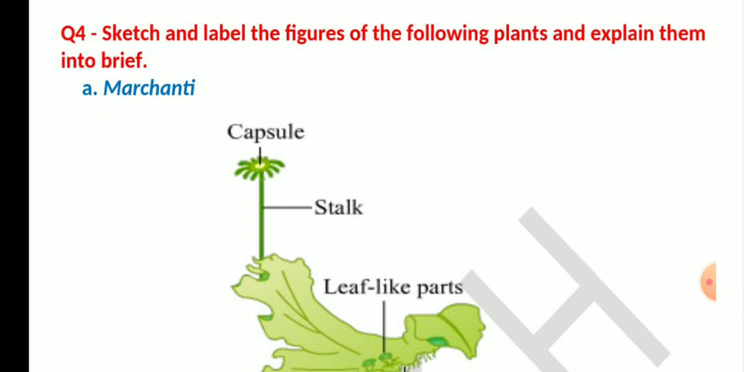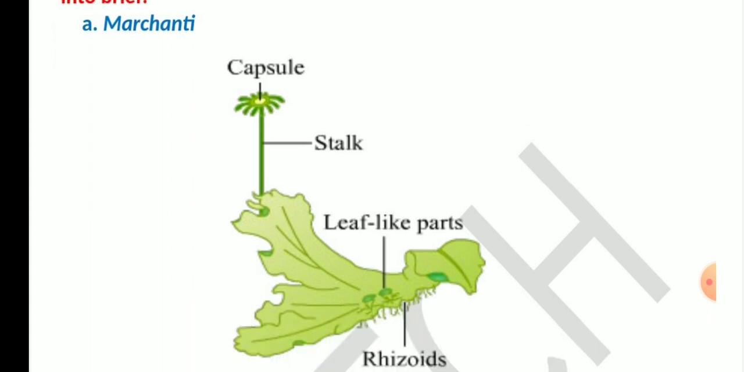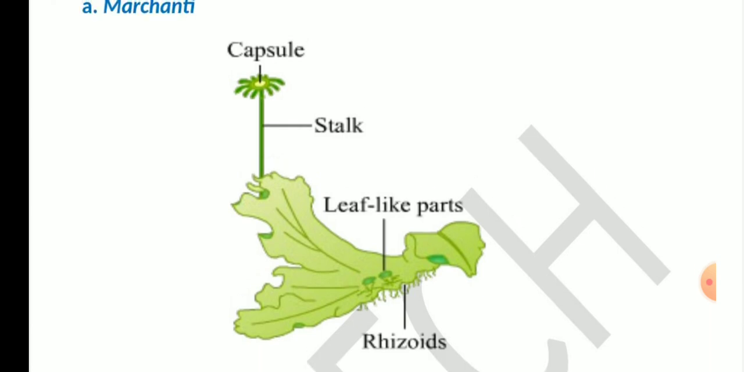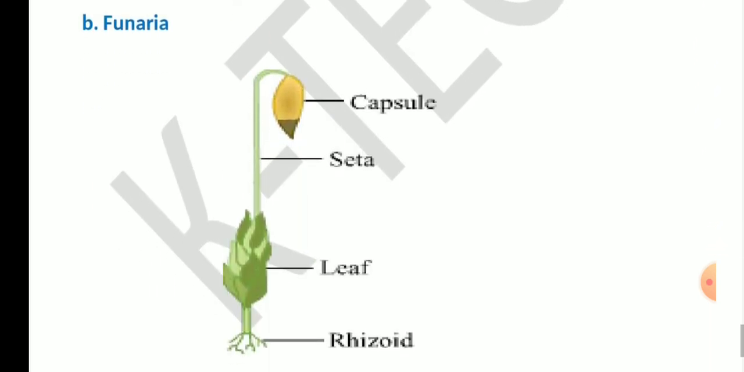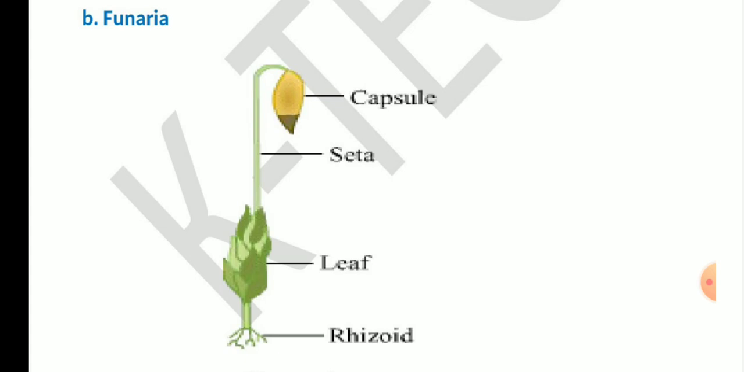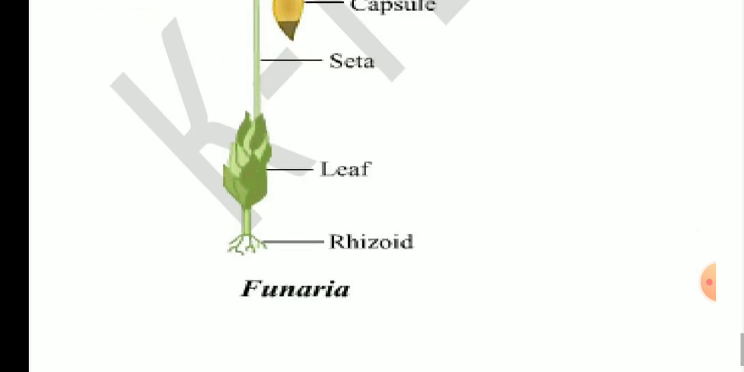Let's see what we have next. We need to sketch and label the figures of the following plants. The first one is Marchantia. This is the diagram. You need to draw, children, and you need to label it correctly. Okay? The next is what? Funaria. Look at the figure carefully. You need to draw it as it is and label it correctly. Understood, children?